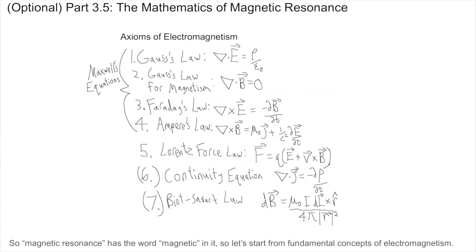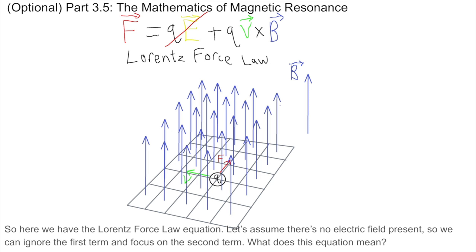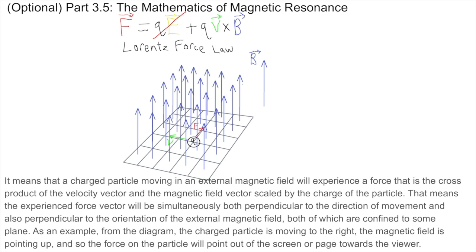So magnetic resonance has the word magnetic in it, so let's start from fundamental concepts of electromagnetism. Here we have the Lorentz force law equation. Let's assume there's no electric field present, so we can ignore the first term and focus on the second term. What does this equation mean? It means that a charged particle moving in an external magnetic field will experience a force that is the cross product of the velocity vector and the magnetic field vector scaled by the charge of the particle.